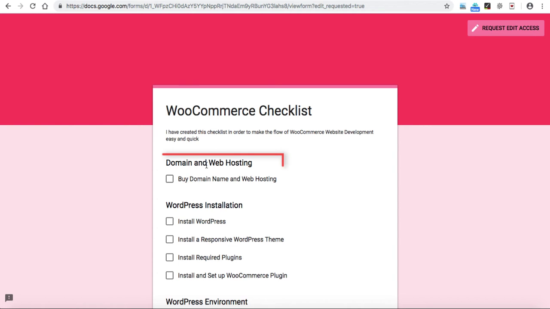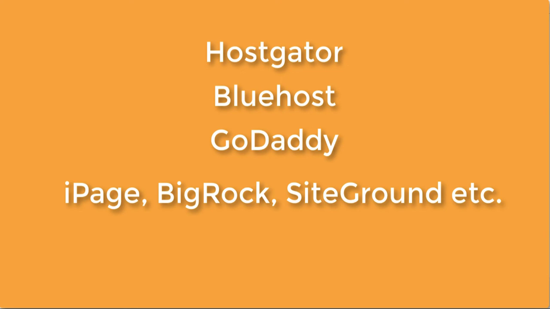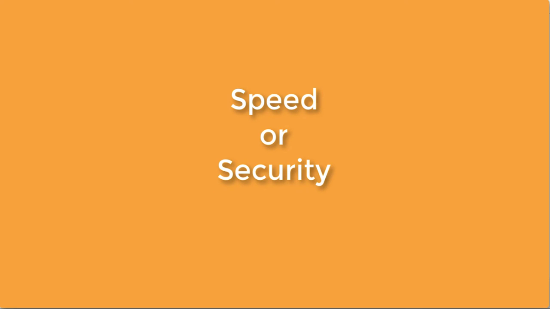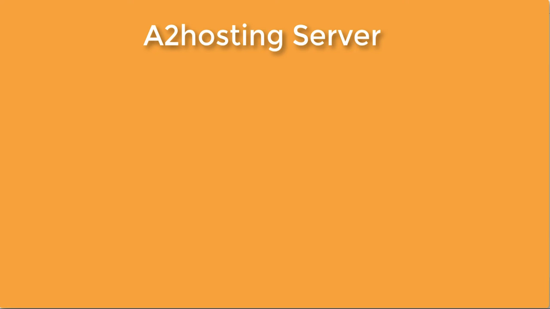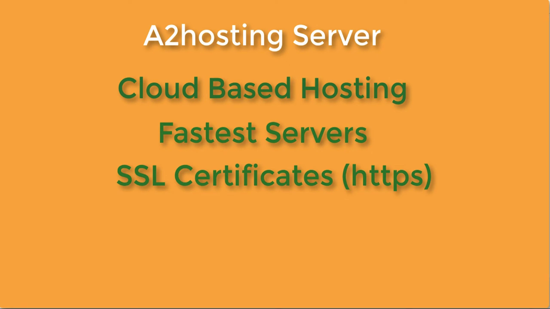So according to our WooCommerce checklist, firstly we have to buy a domain name and web hosting. Nowadays, there are hundreds of web hosting companies in the market. Trust me, I've worked with more than 1000 clients and we used HostGator, Bluehost, GoDaddy, almost all types of web hosting companies, but none of them satisfied us in terms of speed or security. But at last, for the last 3 to 4 years, we are using A2 Hosting. And why is it our favorite? Because they are mostly cloud based. Second, they have the fastest servers and they offer free HTTPS protocols on all our hosted websites. That is really very impressive.